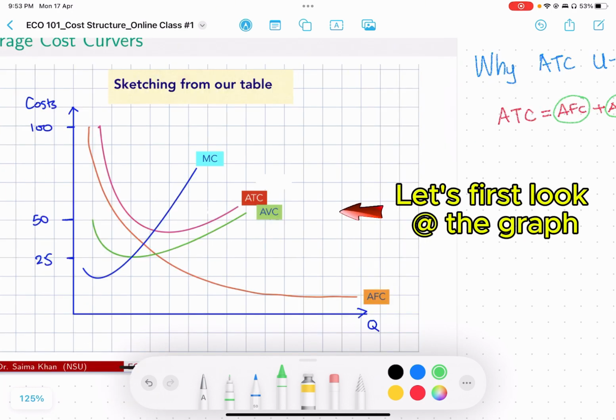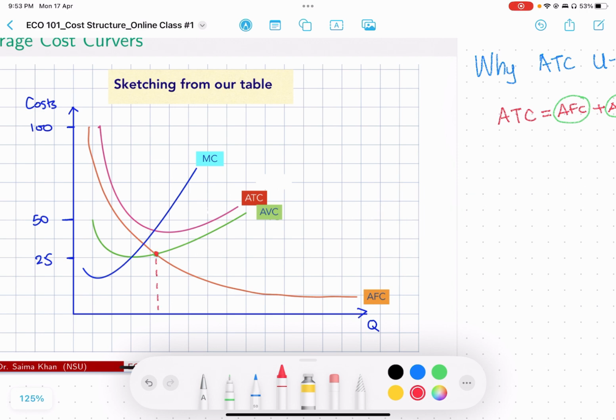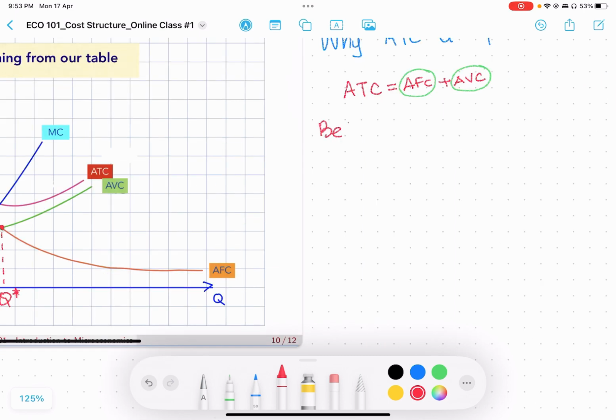Okay, so there's a point where average variable cost is the same as the average fixed cost. Let me just call this point Q star. Let's pick a point below Q star. Let's call this Q1, all right? Below Q star, you notice that the average fixed cost is above the average variable cost. Before Q star, AFC is greater than AVC.